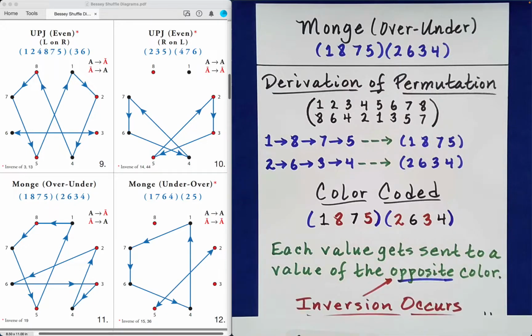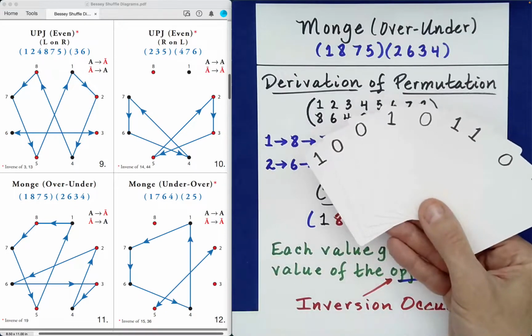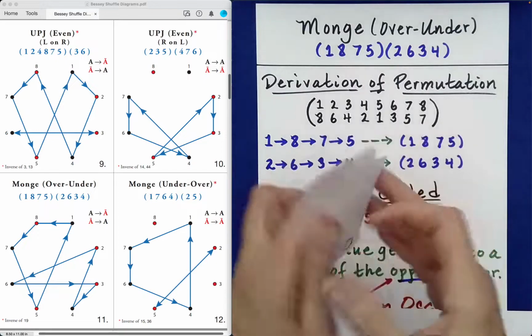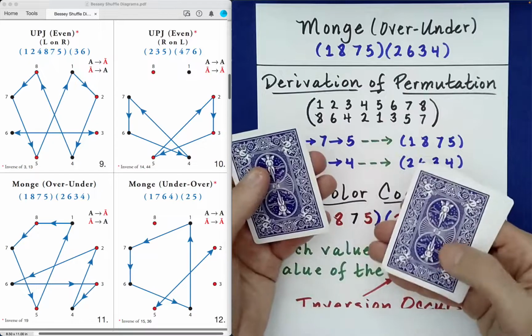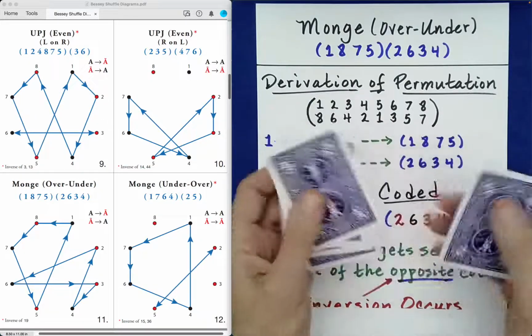So because inversion has occurred, we should not be surprised by the effect of this shuffle on our standard Bessey sequence if we begin with 1 as the leading digit. So if we begin with a Bessey sequence of 0s and 1s and perform this shuffle, we will get the inversion of this sequence. So why don't we just quickly show that. So a Monge over under, you push over the top card. The next one goes over, under, over, under, over, under, over.